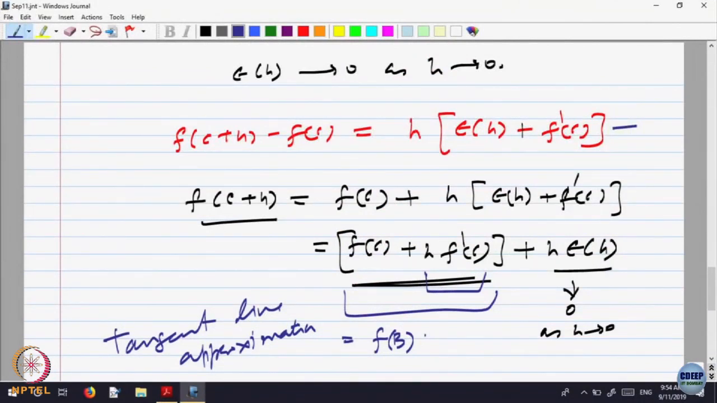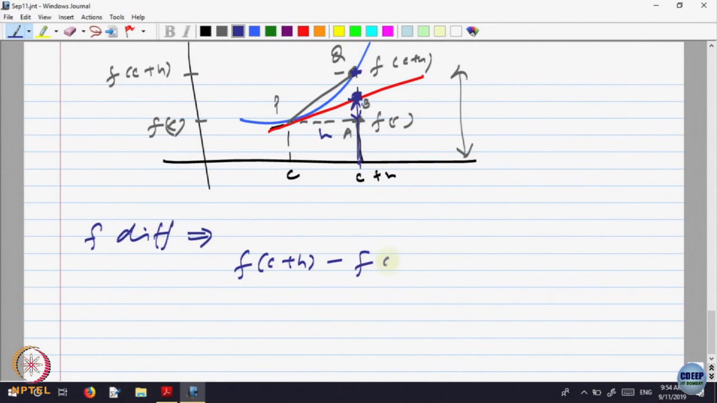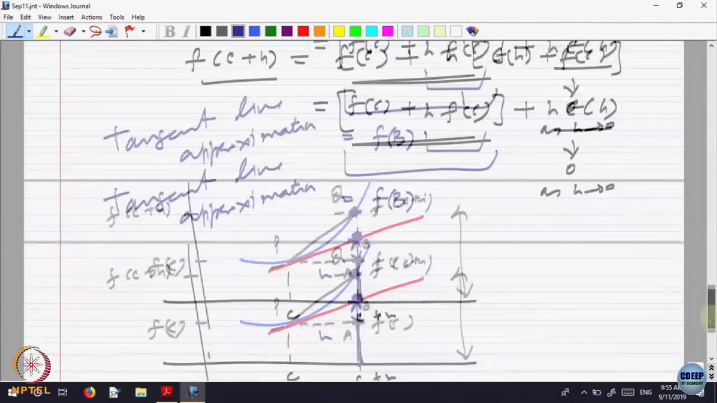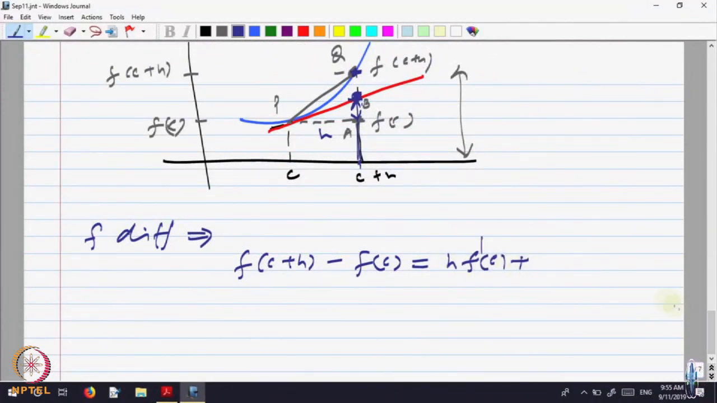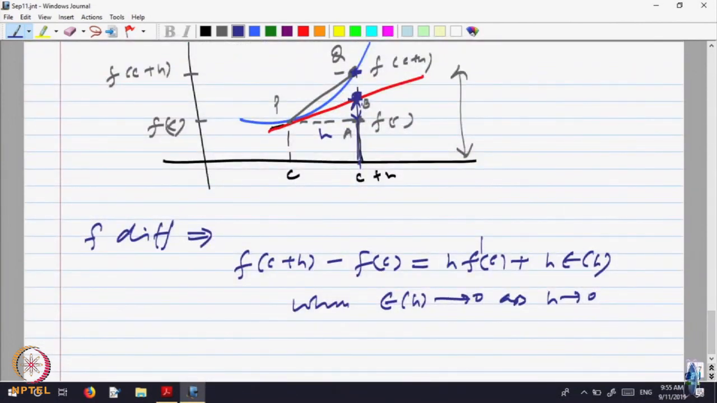Let us look slightly further, because that will be useful. So, let me look at this equation, that star, that red one. What is that red one? It says, f differentiable implies f of c plus h minus f at c is equal to h times f dash c plus h times epsilon h, where epsilon h goes to 0 as h goes to 0. Right, there is an error. So, I have just rewritten that equation. Right, f of c plus h minus f of c is h times f dash plus h times epsilon h.